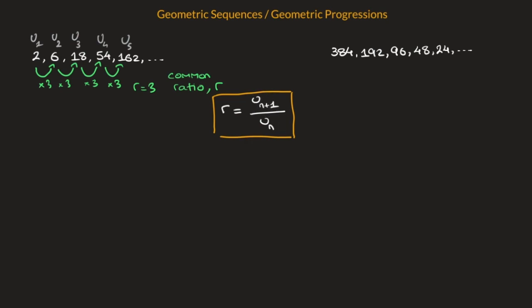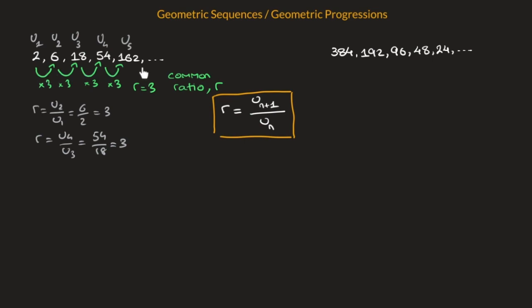So for instance, we could say that r is equal to u2 divided by u1. And so that would be 6 divided by 2, which gives us 3. Or we could have taken the fourth and the third term and written that r equals u4 divided by u3, which would give us 54 divided by 18, which again equals 3. So this formula gives us a method for finding the common ratio by dividing any term by the previous.